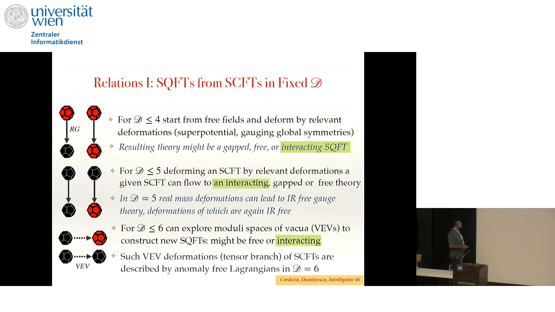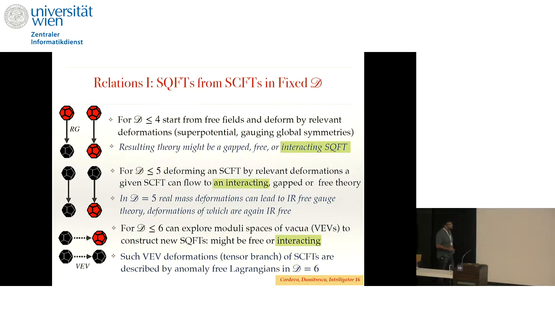So in dimensions smaller or equal to 4, we can start from free fields and engineer interesting interacting quantum field theories. These renormalization group flows do not have to end in an interacting SCFT. They might end in a gapped theory or a free theory, but at least in principle, we can engineer interacting SCFTs. In dimensions smaller or equal to 5, including 4 of course, we can start from these interacting SCFTs and continue performing various field theoretic operations to engineer interesting quantum field theories. And in some cases, we can also obtain weakly coupled Lagrangian theories.